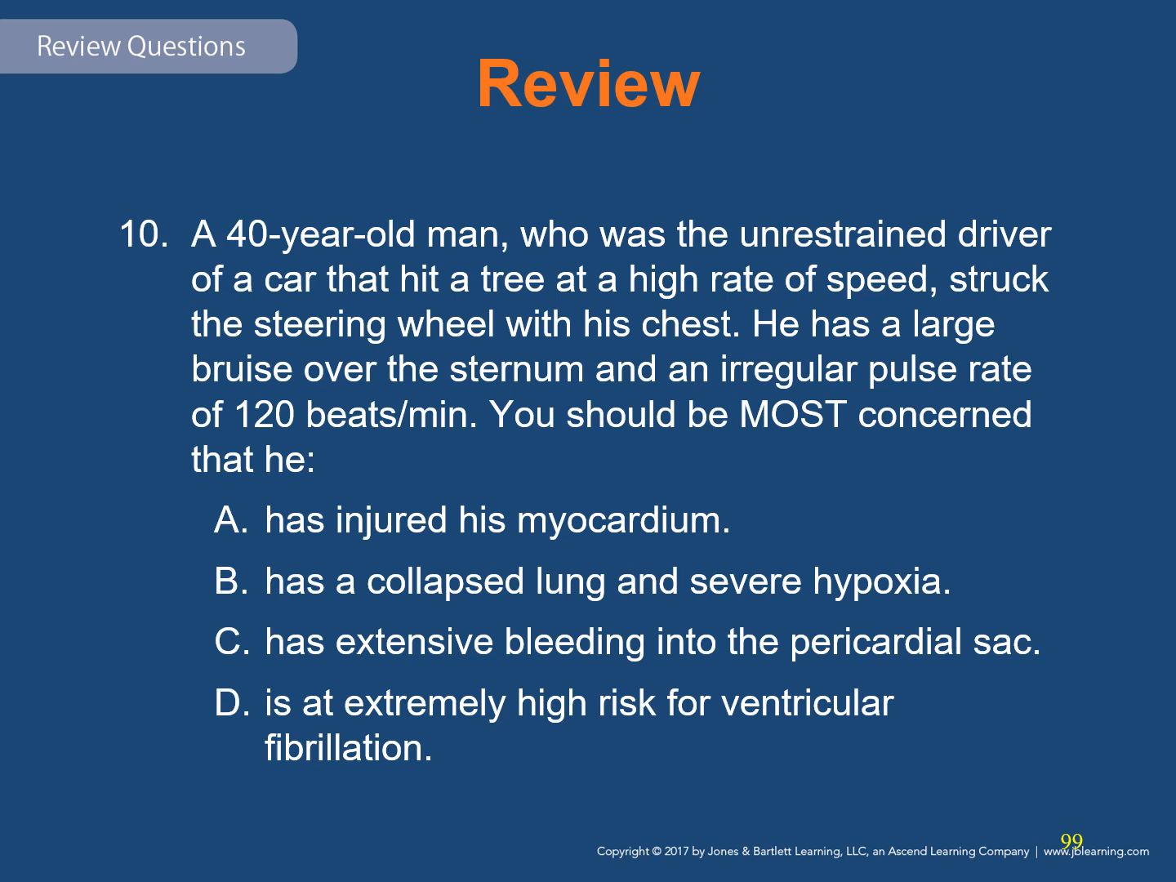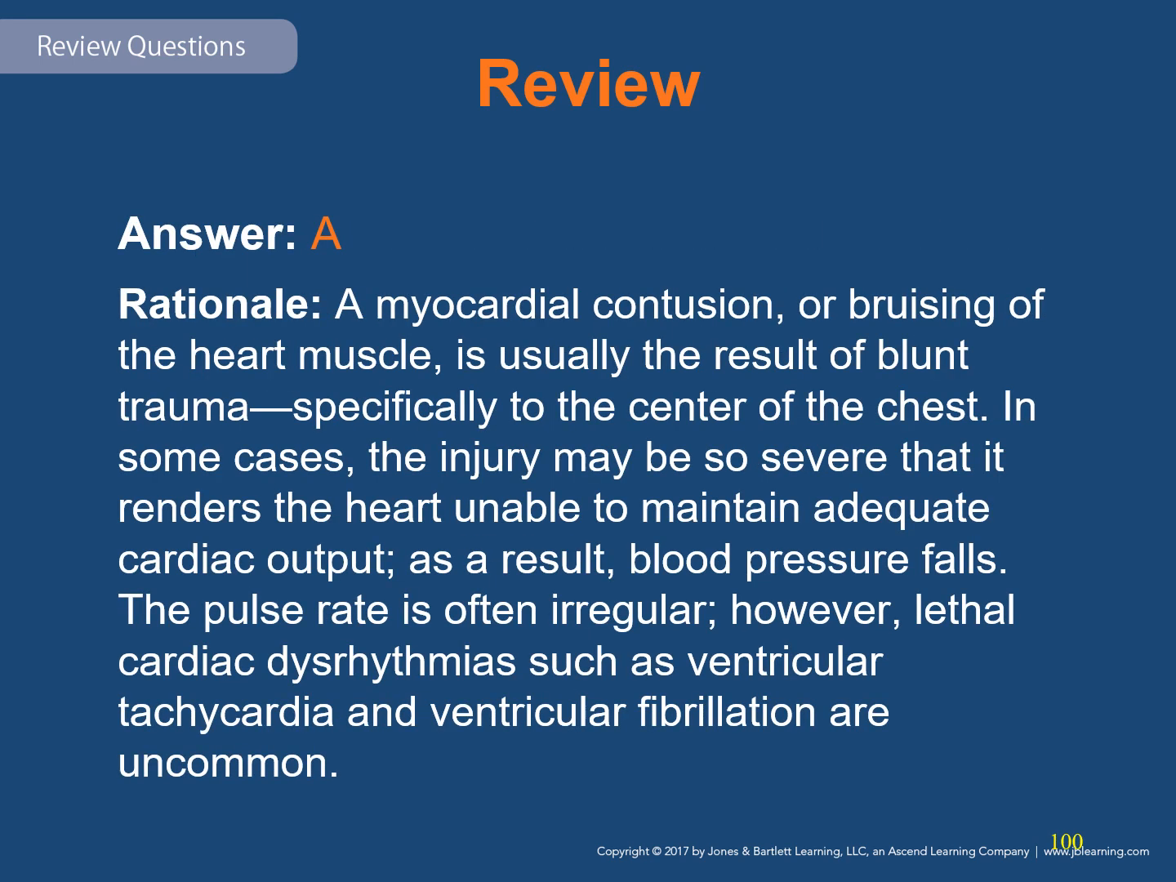Review question 10. A 40-year-old man who was the unrestrained driver of a car that hit a tree at a high rate of speed struck the steering wheel with his chest. He has a large bruise over his sternum and an irregular pulse rate of 120 beats per minute. You should be most concerned that he A, has injured his myocardium. B, has a collapsed lung and severe hypoxia. C, has extensive bleeding in the pericardial sac. D, is at extremely high risk for ventricular fibrillation. The correct answer is A.